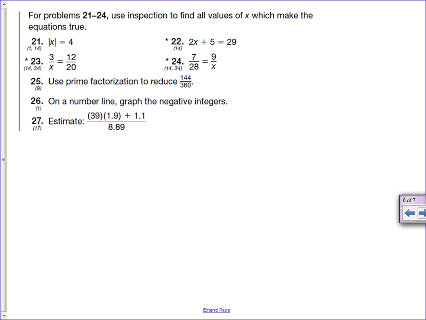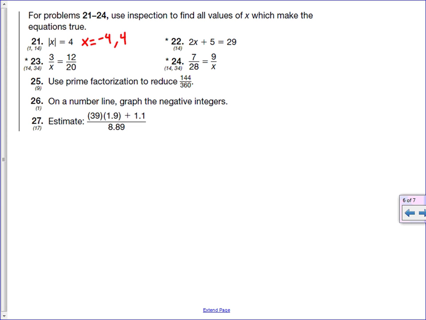For problems 21 through 23, use inspection to find all values of x which make the equations true. So if the absolute value of x is 4, then x could be either -4 or +4, because negative 4 has an absolute value of 4, and positive 4 has an absolute value of 4.